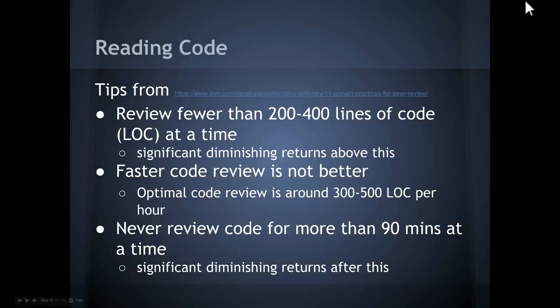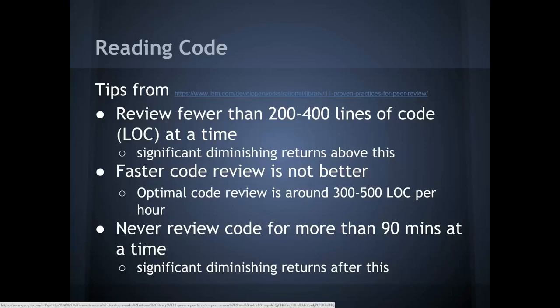And there are some tips I found from IBM, as they have a large amount of developers and are able to do empirical evaluation of code auditing rates, lines of code read at a time, and pace, etc. And they found that reading fewer than 200 to 400 lines of code at a time is actually optimal, and then you get significant diminishing returns, and you miss bugs if you read more than this.